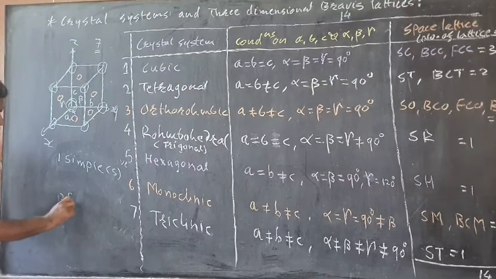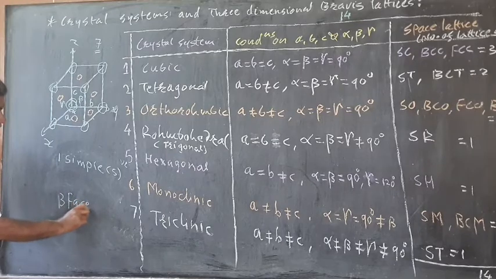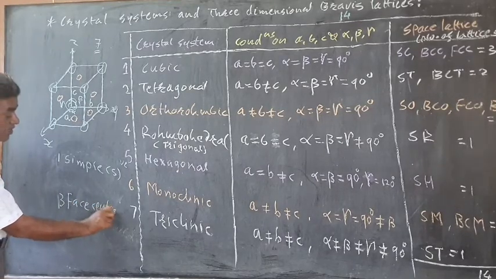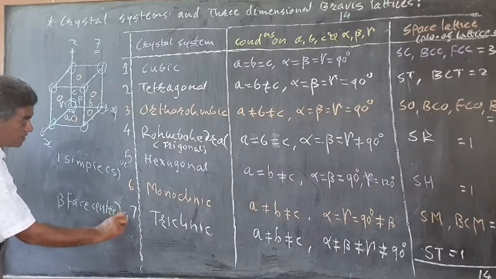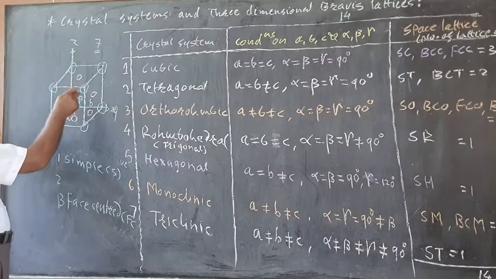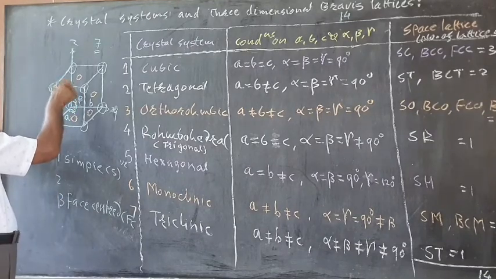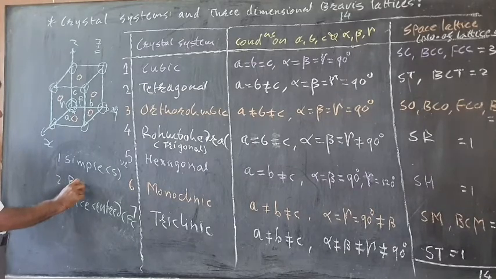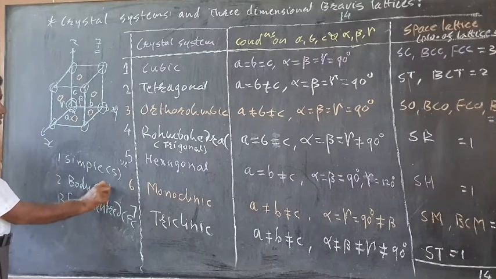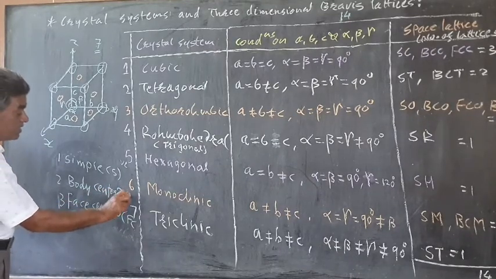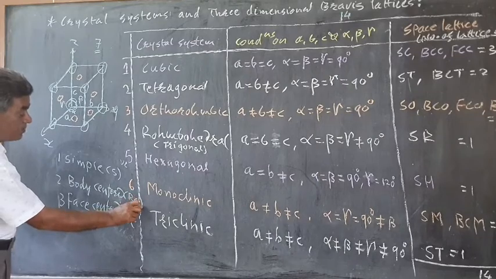It is known as the face centered unit cell, or FC. And if there is only an atom at the interior, at the center of the unit cell, then it is called body centered. Body centered, or it is known as BC. Body centered or simply BC.